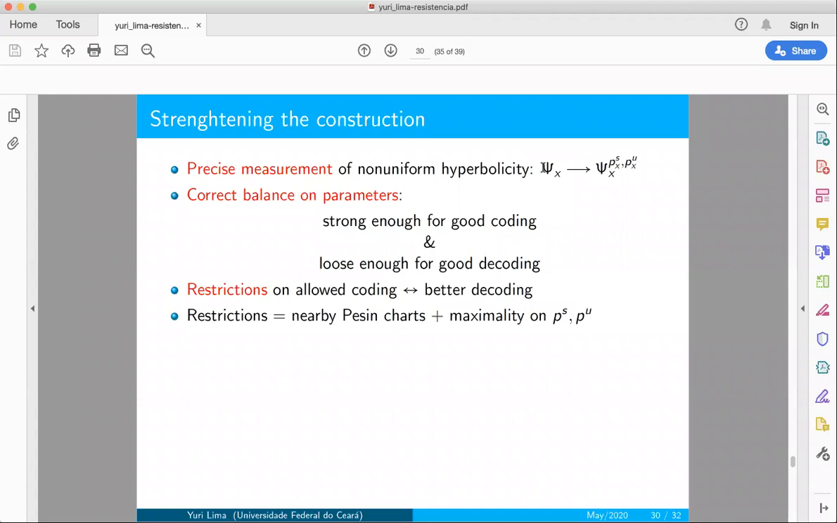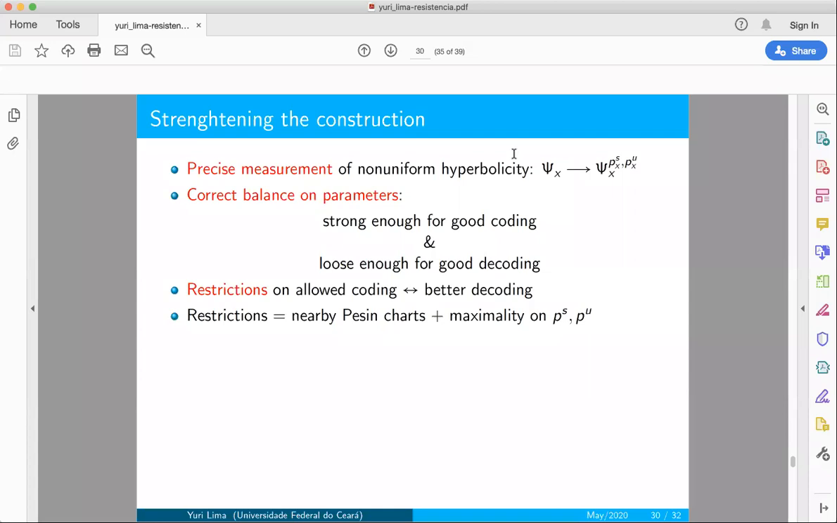So with this introduction of double passing charts, you are able to analyze separately the stable and unstable behaviors in the non-uniform hyperbolic situation. And this is quite reasonable in the non-uniform hyperbolic context, and that's why it has been successful, for instance, in this example of constructing Markov partitions.